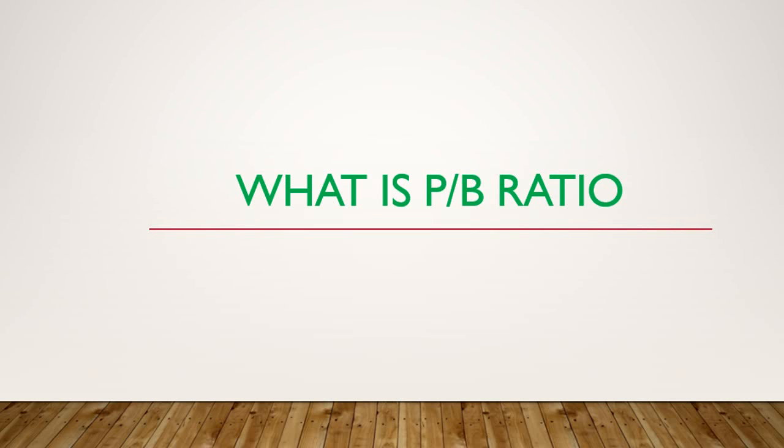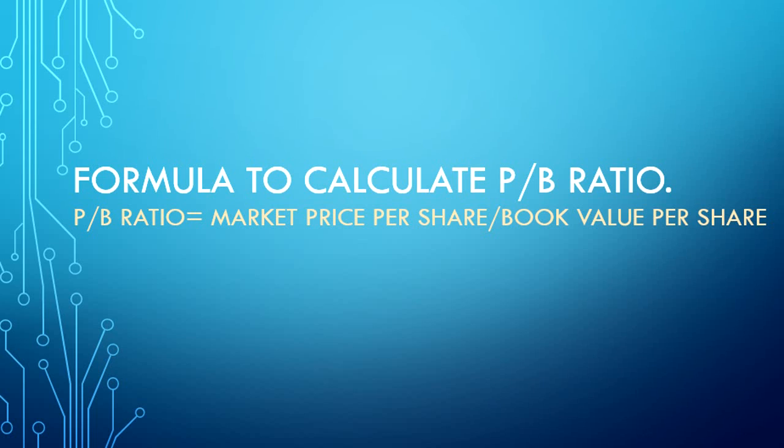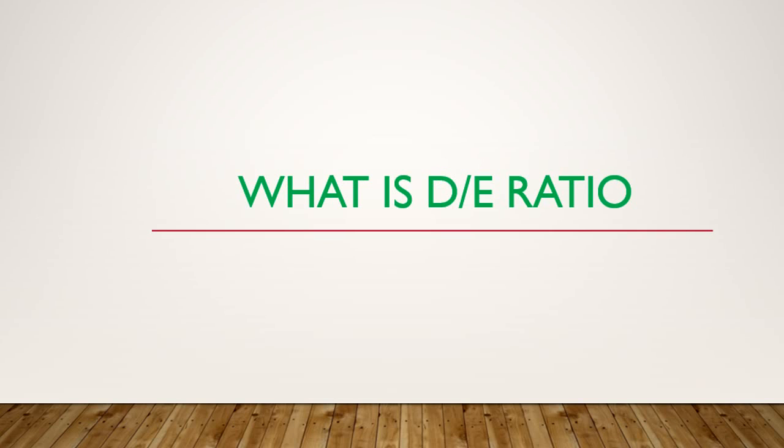Now we will see what the PB ratio is, how to calculate it, and what levels to consider. The PB ratio is calculated by dividing a company's stock price by its book value per share. Book value is defined as its total assets minus any liabilities. A low PB ratio can be indicative of undervalued stocks. Here is the formula to calculate the PB ratio, that is market price per share to book value per share. If the PB ratio is less than 2, then we can consider the stock to buy.